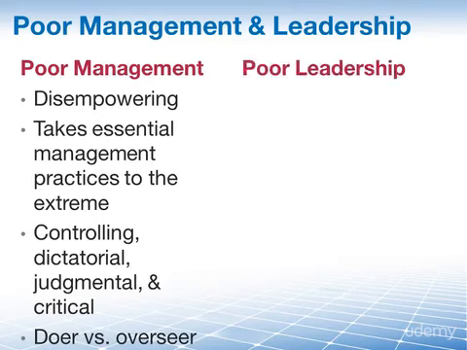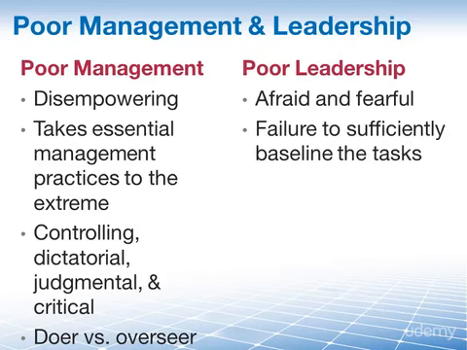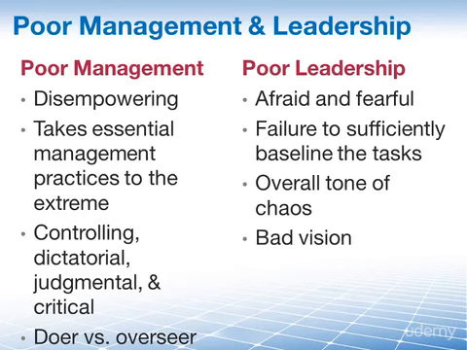Some of the reasons for poor leadership are that leaders tend to micromanage because they are afraid and fearful. They are afraid that if they do not hover over someone, the job will not get done. There is also a failure to sufficiently baseline the responsibilities and tasks, or there is an overly chaotic environment. Leaders establish the tone for the environment. There are times also when leadership has bad vision and pushes an agenda that no one buys into, or it just simply won't work.